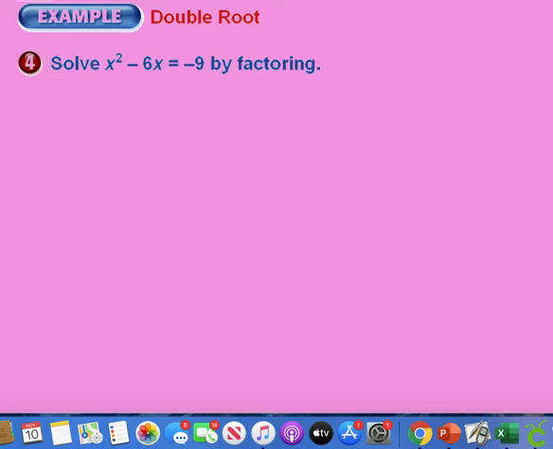Now, as soon as I see a quadratic term and a linear term, I'm going to make sure that my equation is set equal to 0. So I'm going to bring that 9 over, and I'm going to look at factoring this. So I look for my GCF first, and my GCF is 1, so I have nothing to pull out.